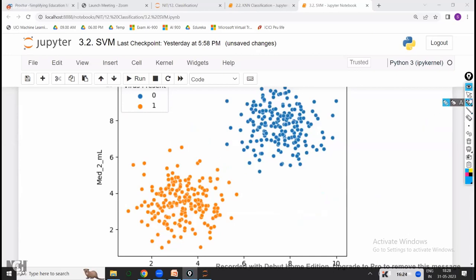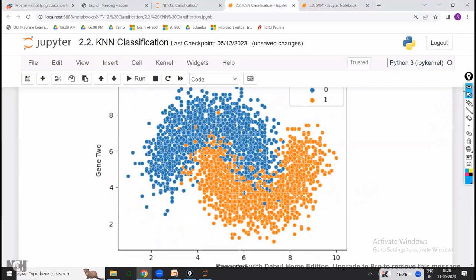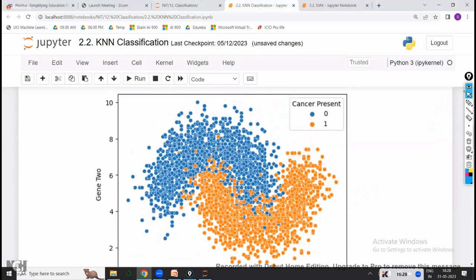Now here, if you observe this one, for example, this data set was given and you have to apply SVM on this. How are we going to separate the data? If you draw a line like this, how can you separate? In this case, how can you separate by a linear line? This is non-linearly separable.